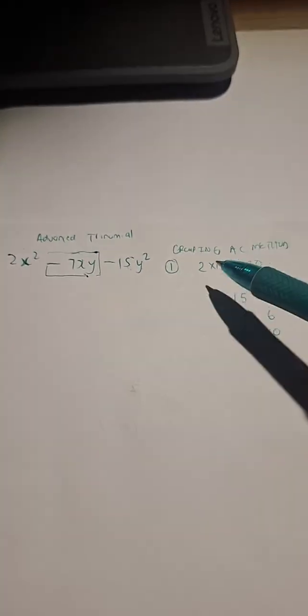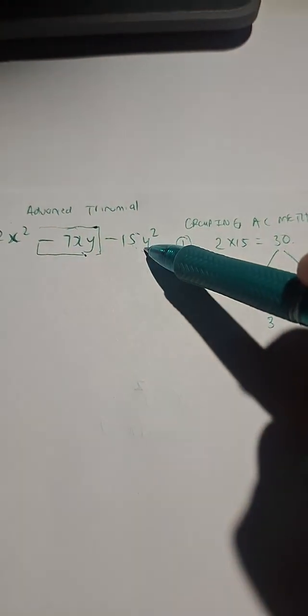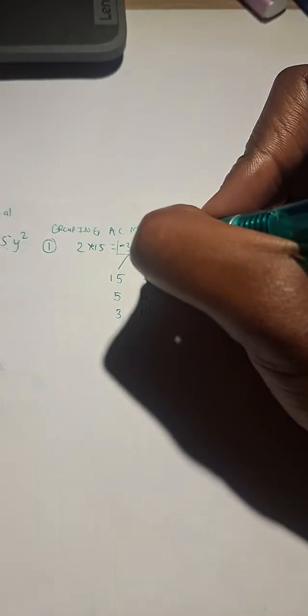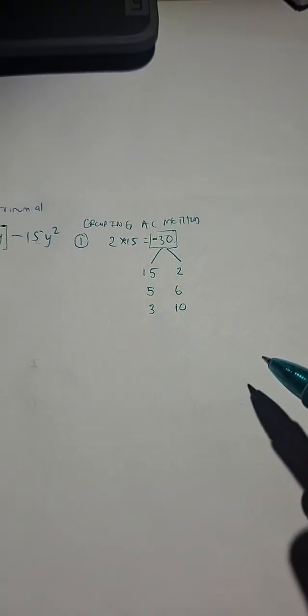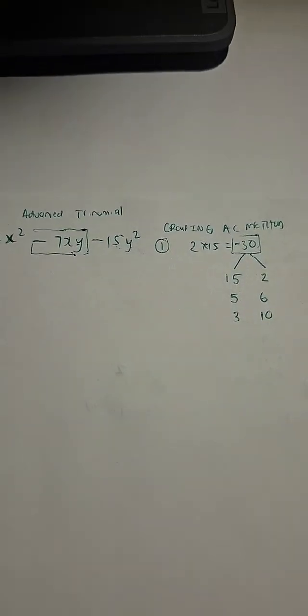Okay, sorry, what did I say? I said 2 times 15. Remember, the coefficient of x squared is positive, the coefficient of y squared is negative. So I was supposed to say negative 15. That gives me negative 30. So now I'm going to look for factors of negative 30 which, when I add them together, will give me the coefficient of negative 7.